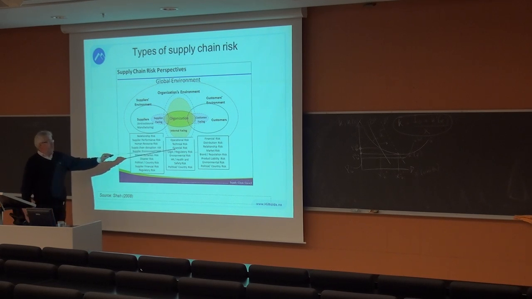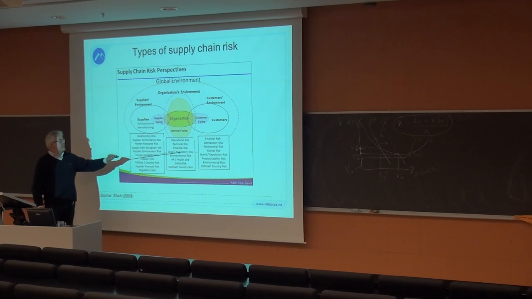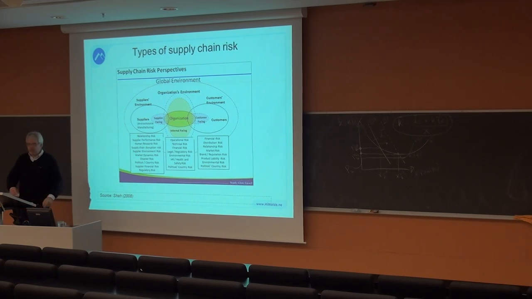Financial risk has to do with, a simple thing is how the interest rate of your loans will develop in the future. Legal risk, regulatory risk, can be connected to if you need to adjust your production according to new legal regulations. For instance, when it comes to the level of emissions from your production or anything like that.